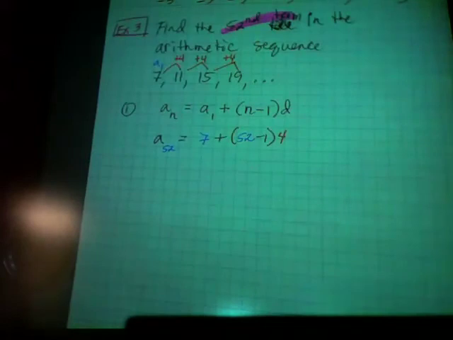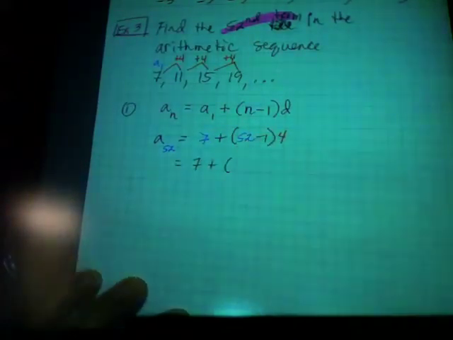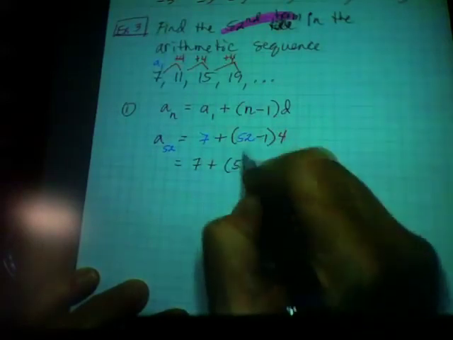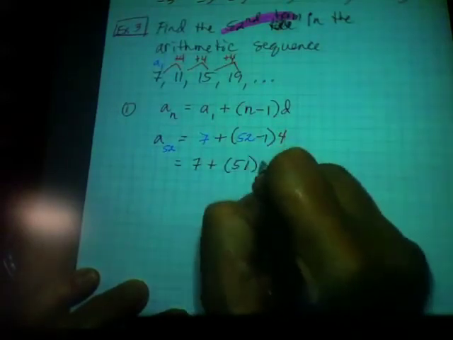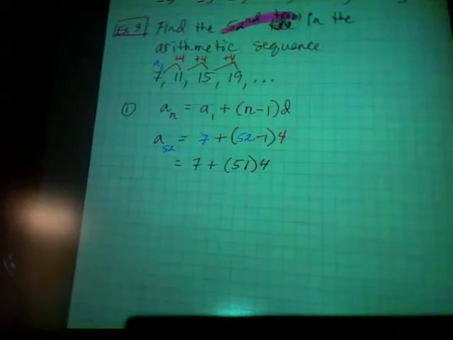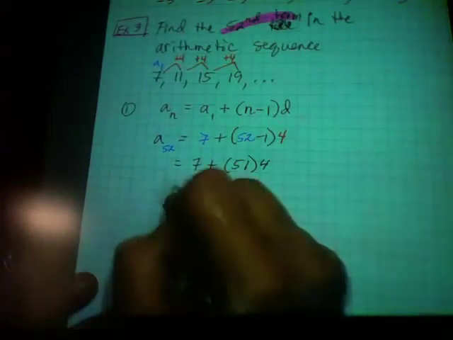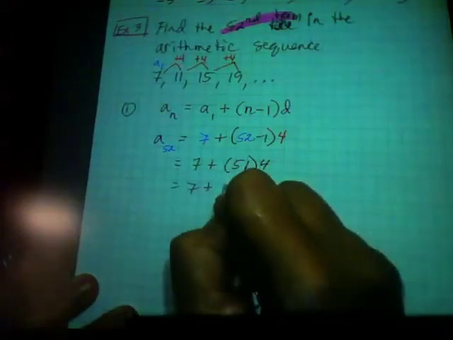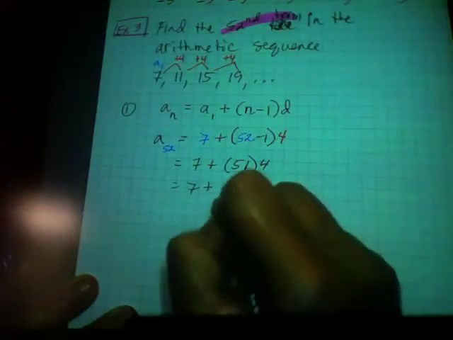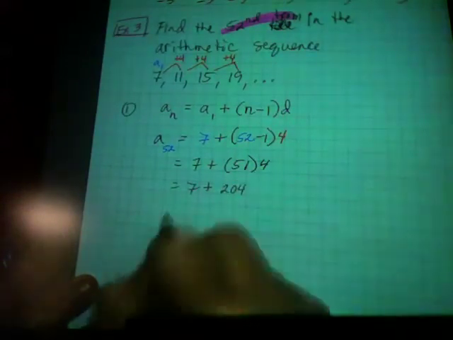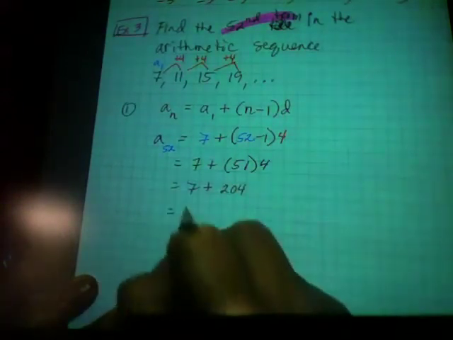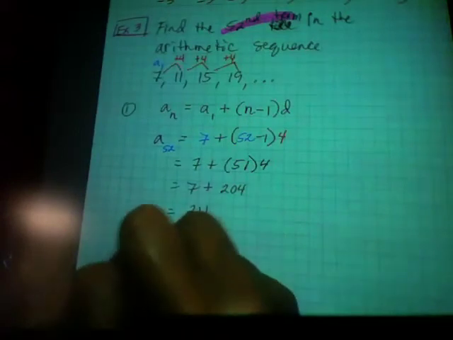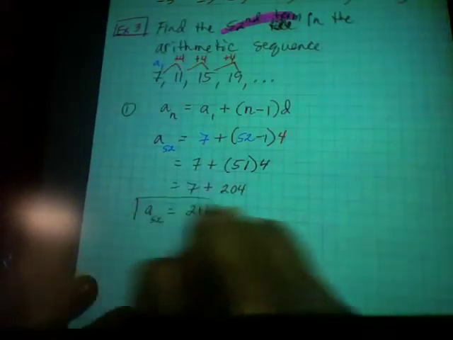Now, we're just going to do the math. 7 plus, what's 52 minus 1? 51. Times 4. Do you add the 7 to the 51, or do you multiply the 4 to the 51? Multiply the 4 to the 51. So you've got 7 plus, what's 4 times 51? 204. And then what's 7 plus 204? 211. So A sub 52 is 211.